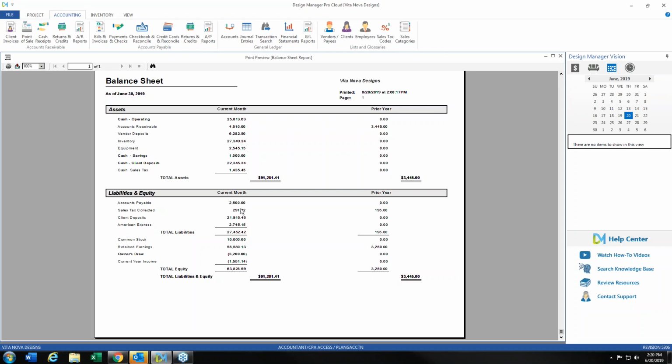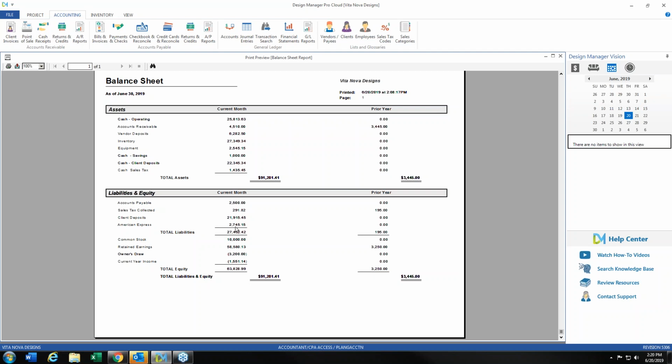And then we've got some sales tax collected, that when you receive sales tax from customers and it goes into this bank account, well, this liability keeps track of the amount that you may owe to the different jurisdictions at some point.